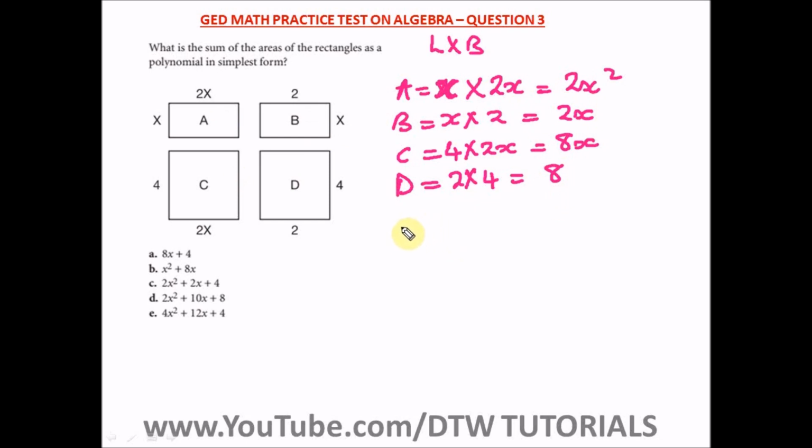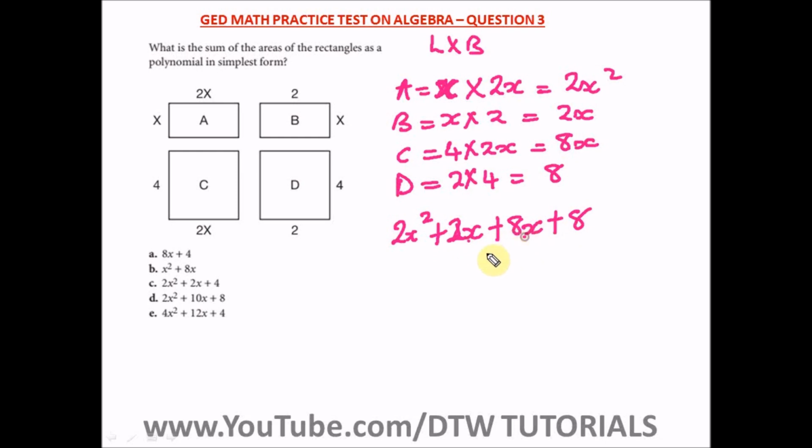So here we have, for rectangle A, 2x squared, plus for rectangle B, 2x, plus for rectangle C, 8x, then plus for rectangle D, we have 8. Okay, so from here, let's simplify.